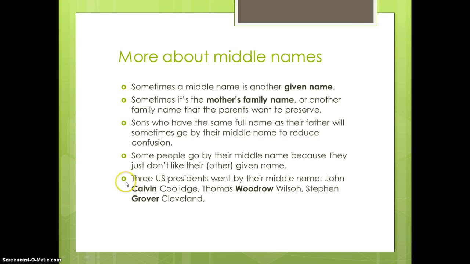And in fun trivia, 3 United States presidents went by their middle name. And by the way, when I say go by or went by, that means that's what people call them. So Calvin Coolidge, he was president in the 1920s. Not everybody knows his first name was John. Woodrow Wilson, he was president during World War I when the United States was involved in it. And most people think his first name is Woodrow, but really it's Thomas. And Grover Cleveland, he was actually president twice, separated by another president. But in any case, Grover is his middle name, not his first name.